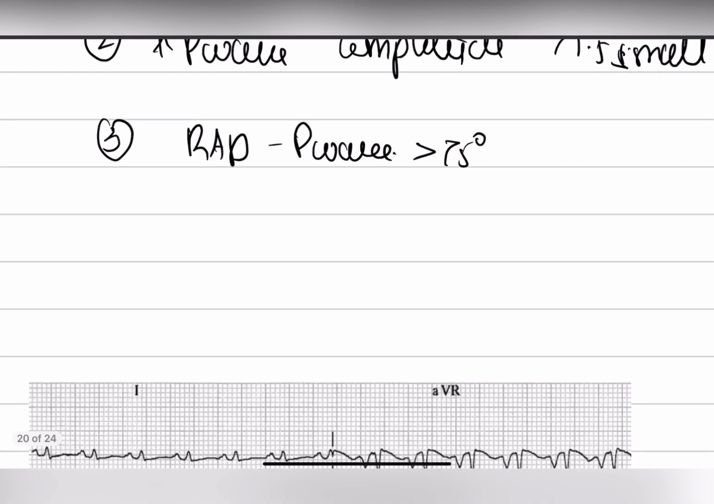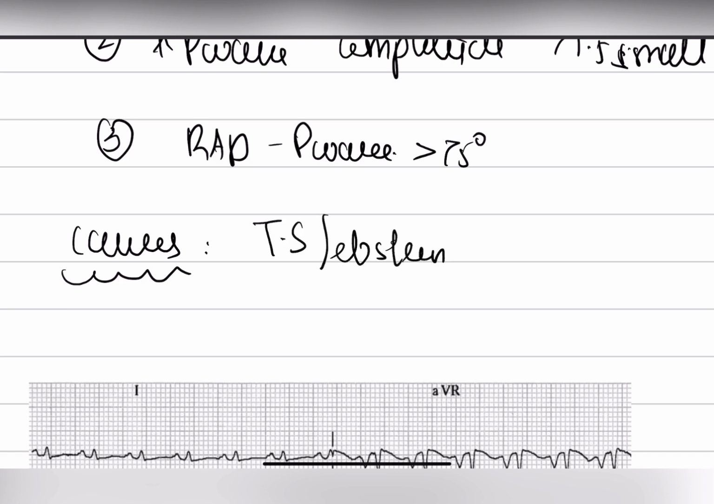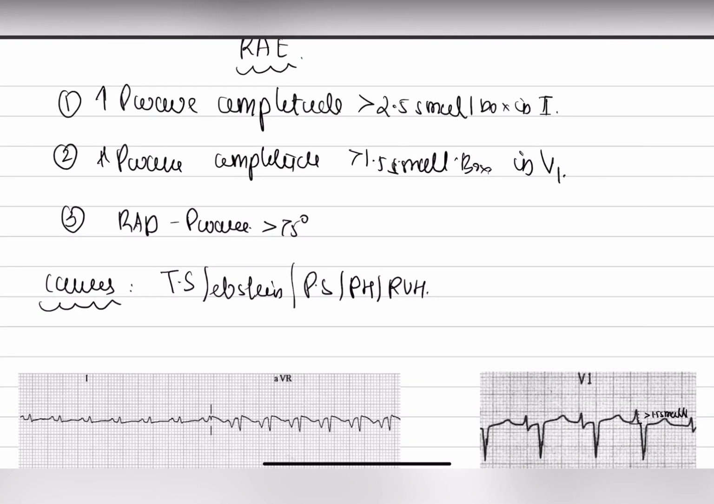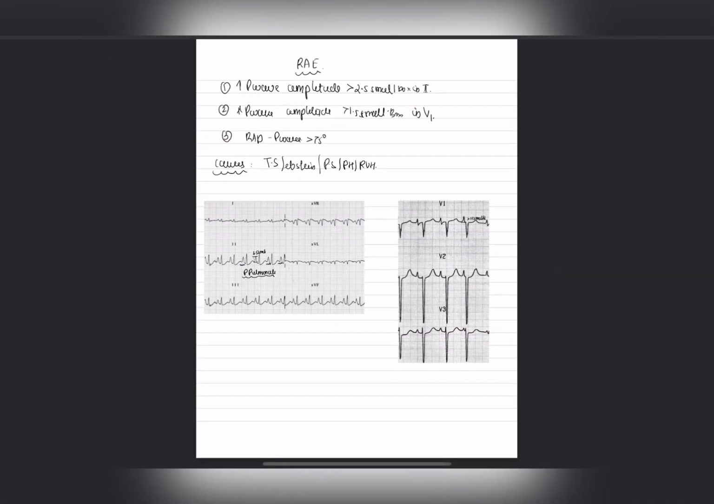When there is right atrial enlargement, what are the causes? That is something we all know. Tricuspid stenosis, Ebstein's anomaly, pulmonary stenosis, pulmonary hypertension, or RVH because of any cause can also cause right atrial enlargement. All these things are examples of right atrial enlargement.